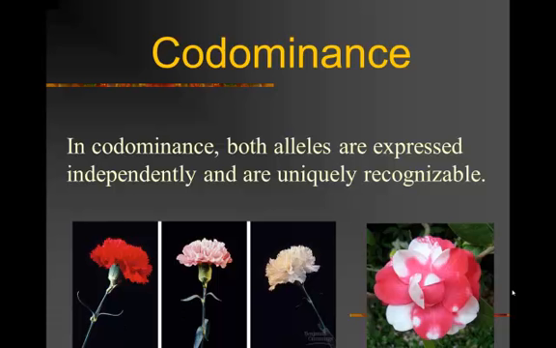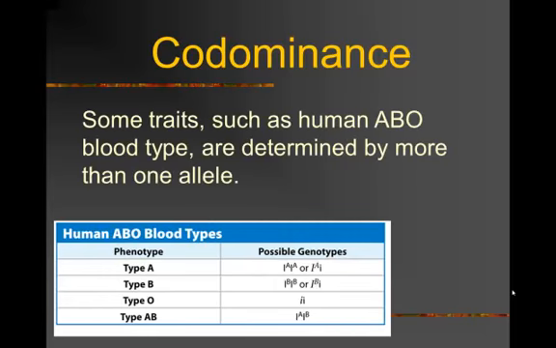In codominance, both alleles are expressed independently, and they are uniquely recognizable, which you see not in the three pictures on the left, but with the one picture there with the splotches of red and white. So codominance, another example is blood type. Human blood type, the ABO grouping, is determined by more than one allele. And we probably will not get into these types of problems, but you can see how they write the genotypes and what the phenotype is.